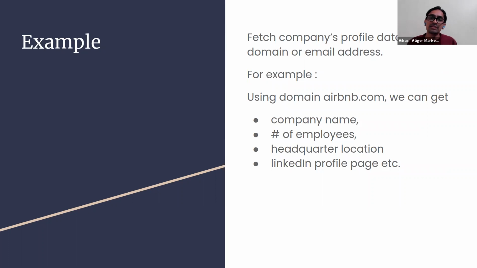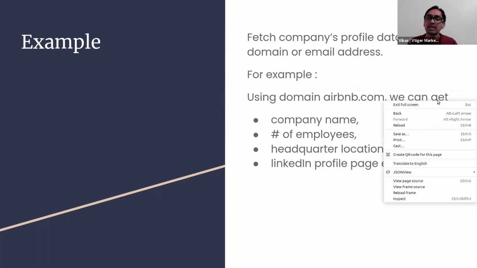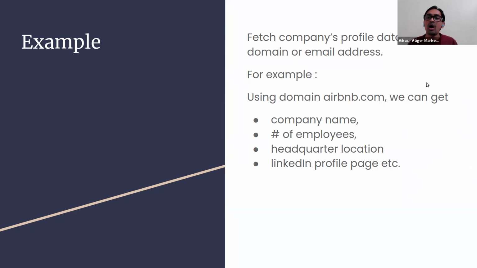So what I'll try and do in this webinar is showcase an example of how we can fetch a company's profile details by just using a domain or email address, and show this information in a small widget. What I mean is, let's say you give a domain name like airbnb.com, you would get the company name, how many employees are there in the company, what its LinkedIn profile is, where its headquarters is, which city it is located in, and when it was founded, things like this. By just giving the email address, you will get these details.